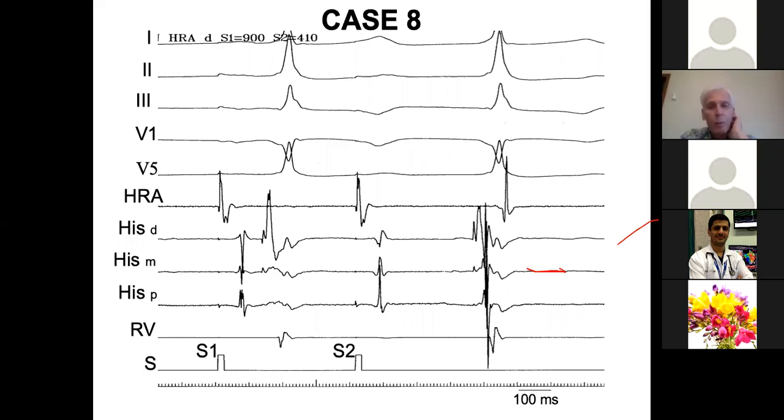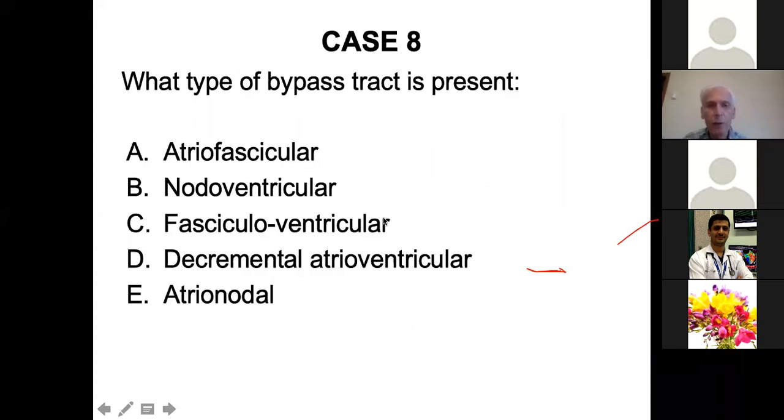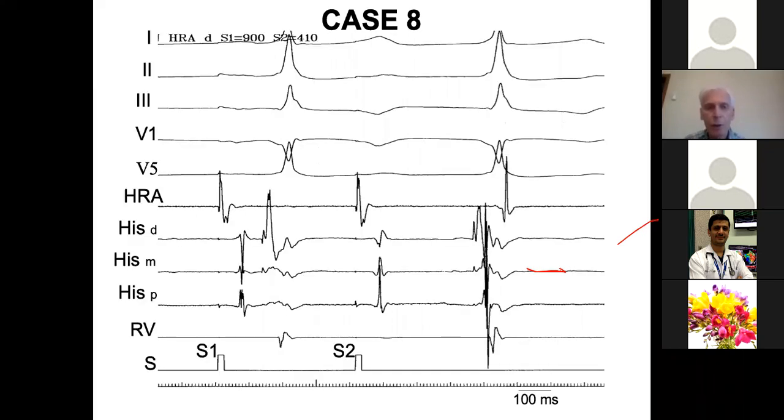Kind of a scattered result there. Yeah, okay. So the reason that the right answer is fasciculoventricular is because this is the only type of bypass tract on this list where the proximal insertion is below the AV node. And the key observation is that despite a huge change in AH interval, the HV is constant. It was 15 milliseconds in front of the QRS with the very short AH and with a very long AH.